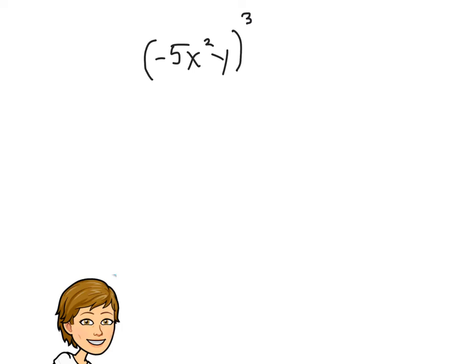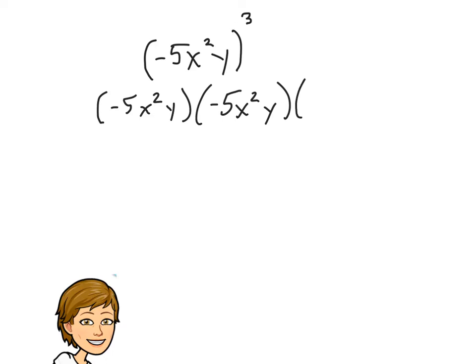All right, let's start with a problem that looks like this. We have negative 5 x squared y, all raised to the third power. If we think about this, it's really like negative 5 x squared y times negative 5 x squared y, and then one more, because it's the third power. Oh, don't forget my squared in there. Then we would have to multiply this out.